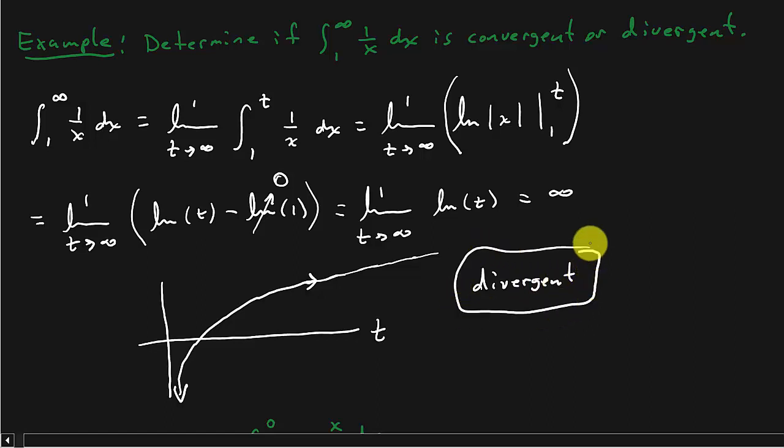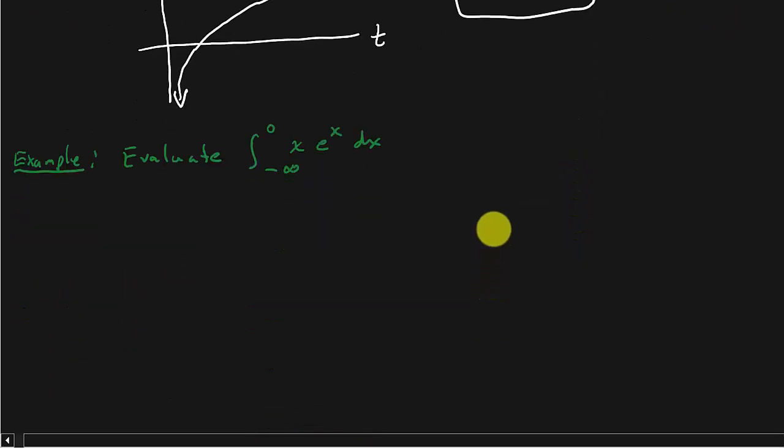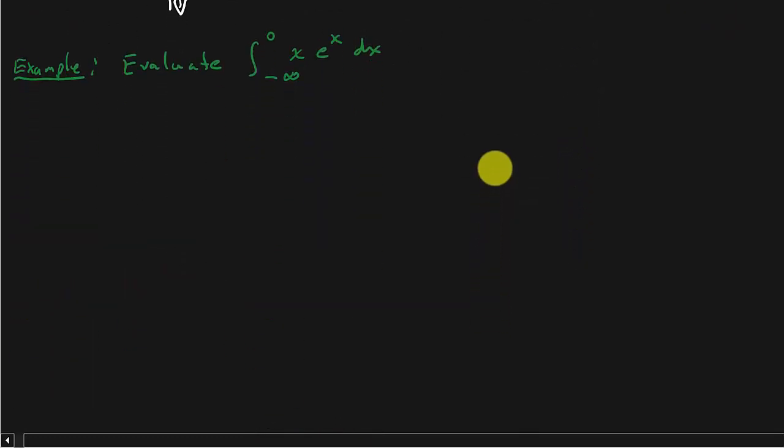All right, so let's look at the next example. How about this one? Evaluate the integral from negative infinity to 0 of x e to the x dx. So we have the integral from negative infinity to 0 of x e to the x dx. I just copied the problem down again.